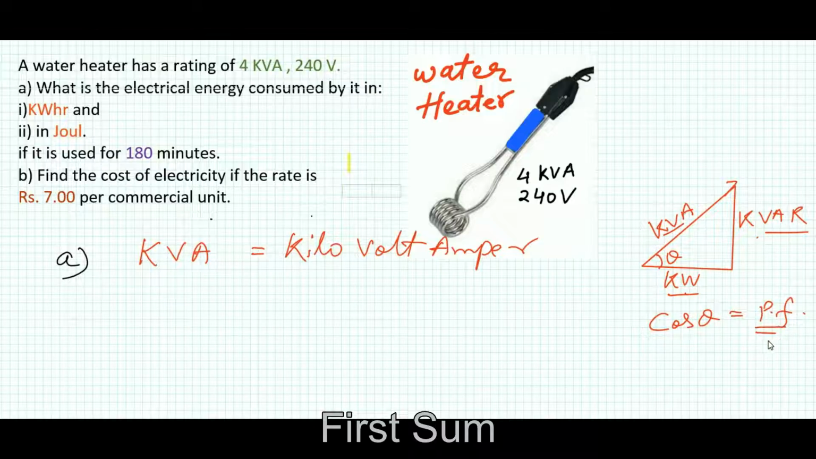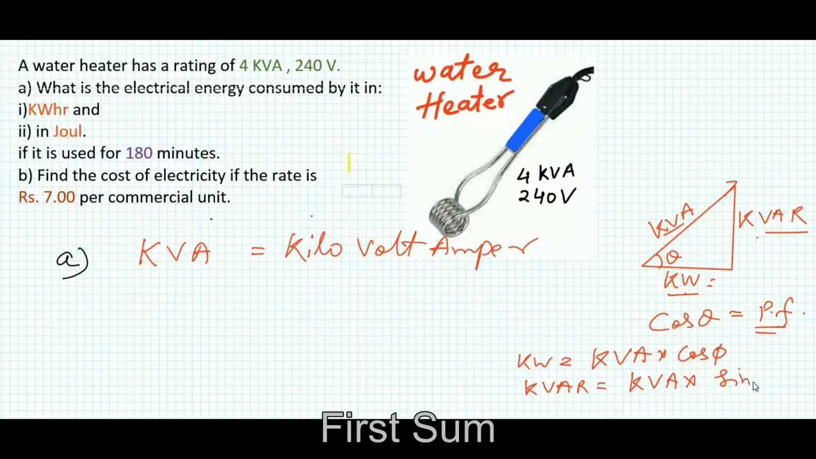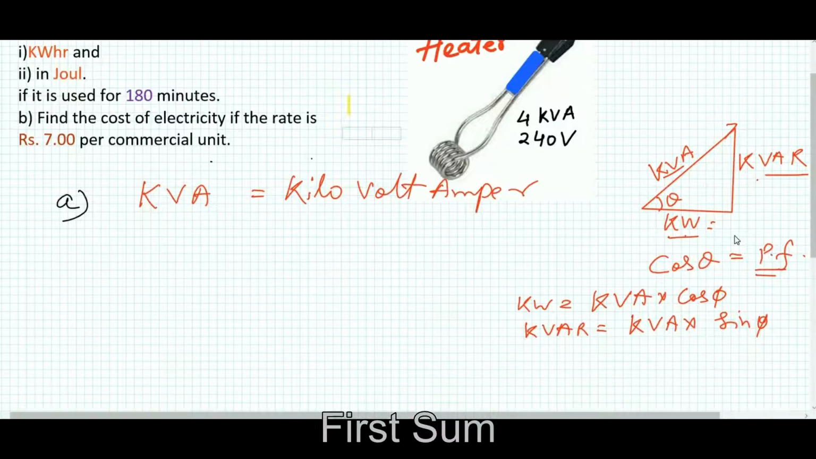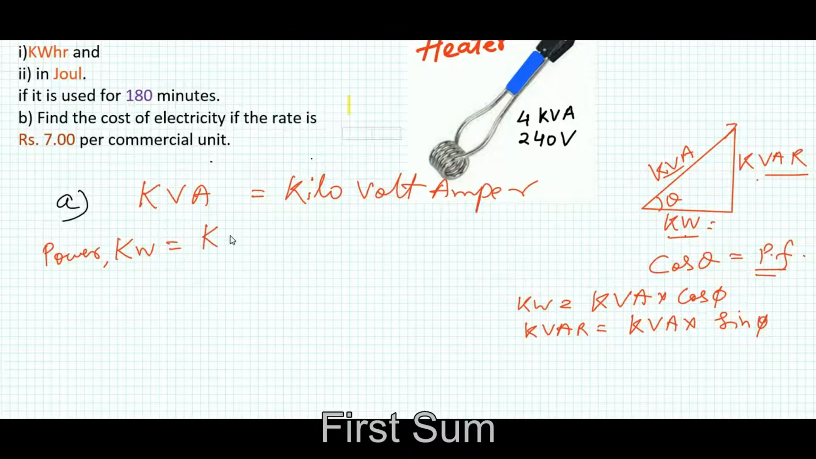In higher classes you will read about this in electricity. If I want to find out the kilowatt, what do I have to find? We have to find the cos phi component of kVA, that means kVA into cos phi. And if I want to find the reactive part, kVAR will be kVA into sin phi, because this is the sin phi component. So I can write kilowatt, that means power, equal to kVA into power factor.